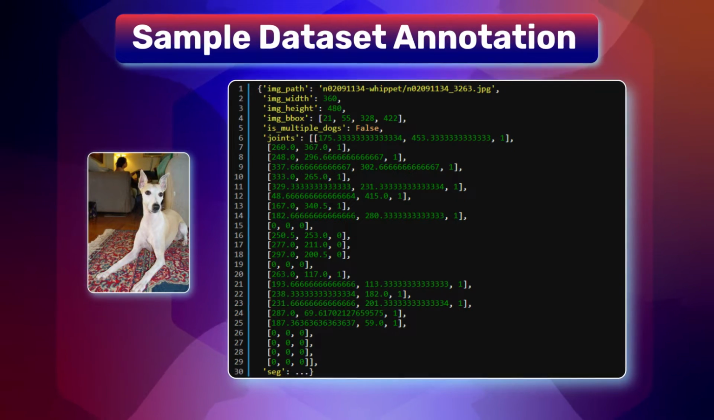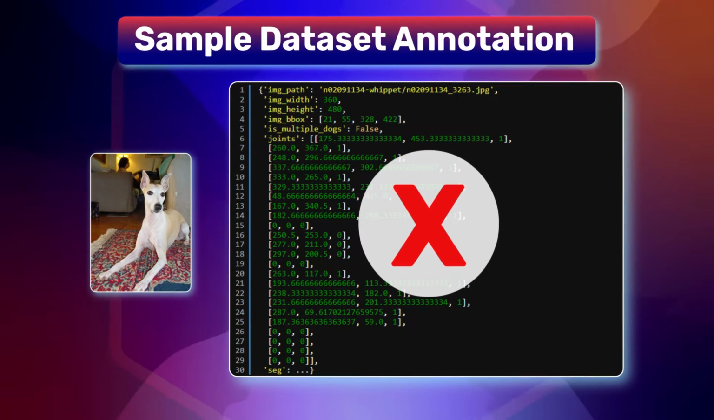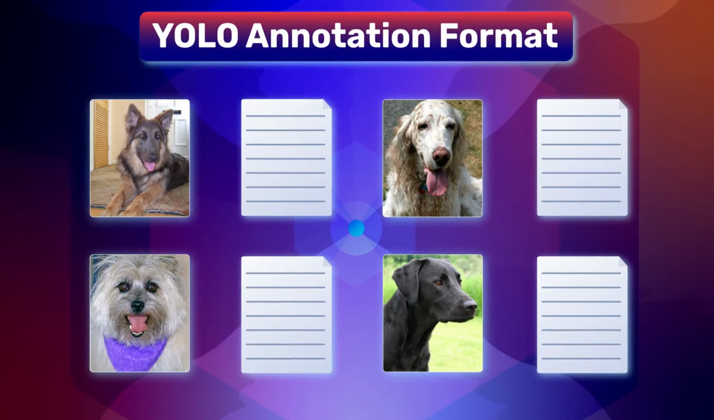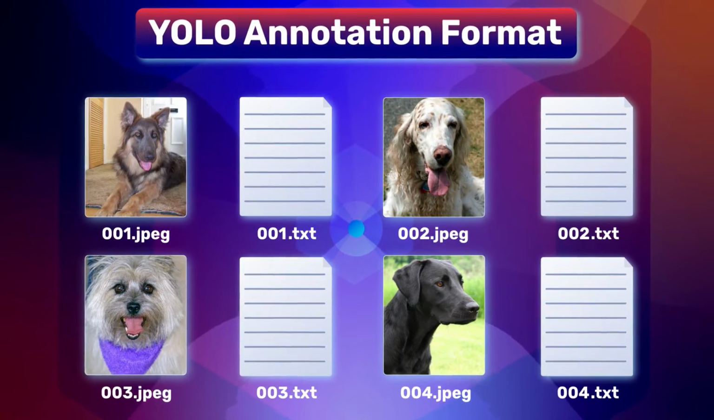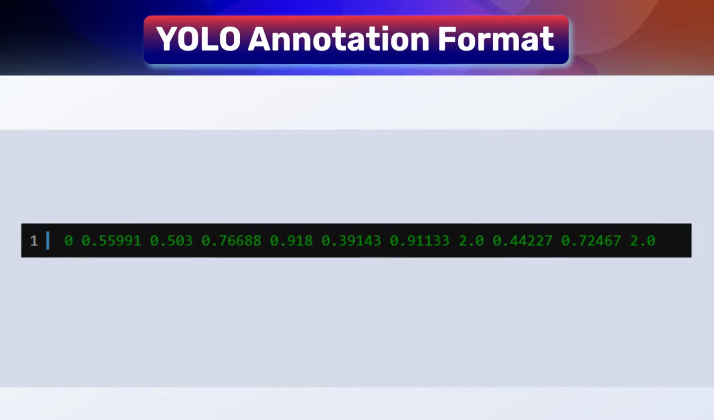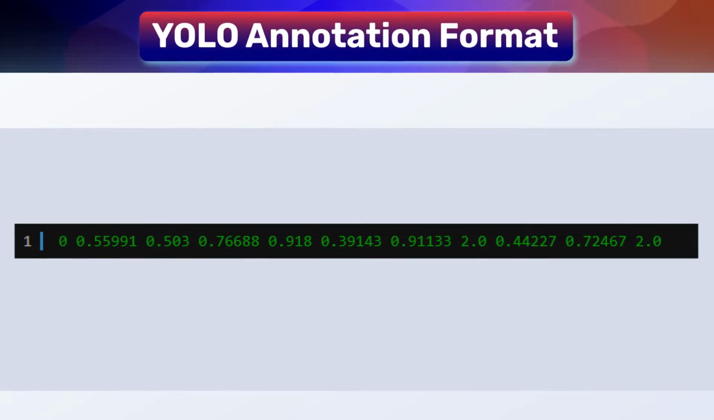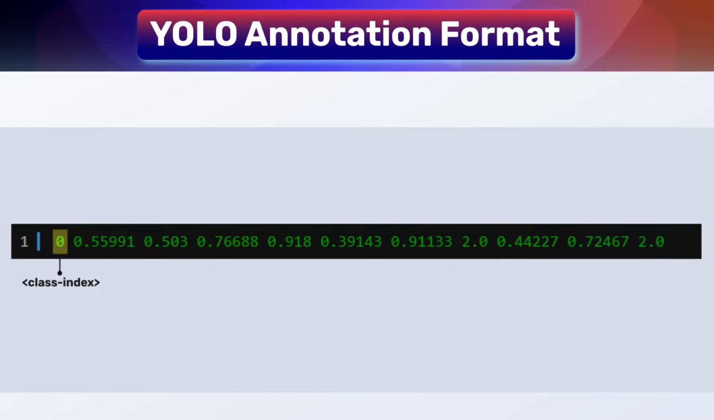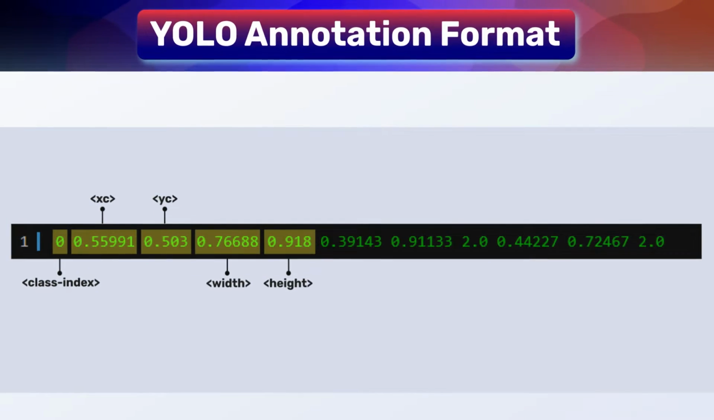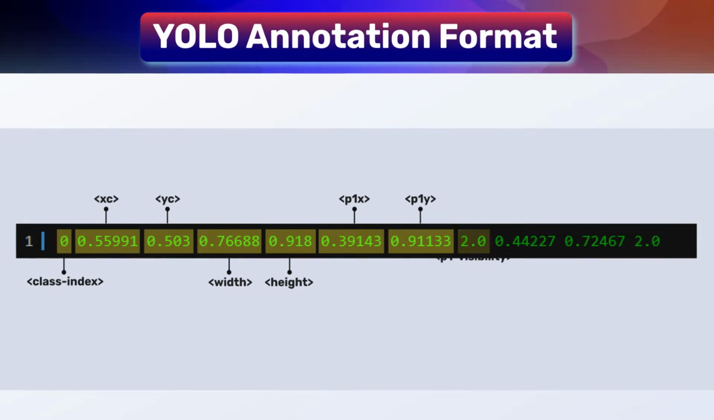Now, YOLOv8 does not input JSON format data. It inputs data in YOLO format, which follows that each image has a corresponding text file of the same name and a .txt extension. And then each row in the text file corresponds to one object instance in the image. And finally, each row contains the object class index, object center coordinates XC and YC, object width and height, and the key point coordinates P1X, P1Y with the visibility flag.